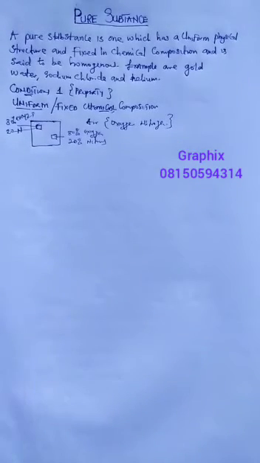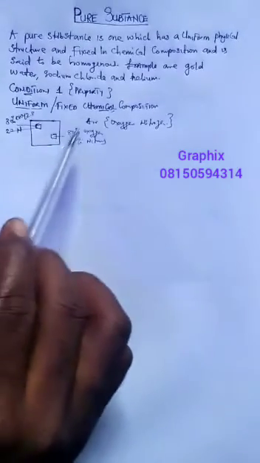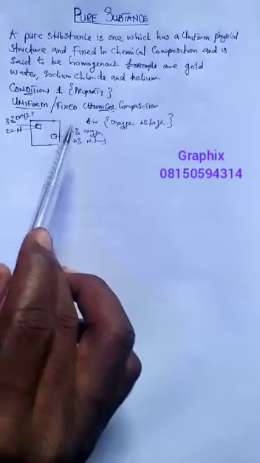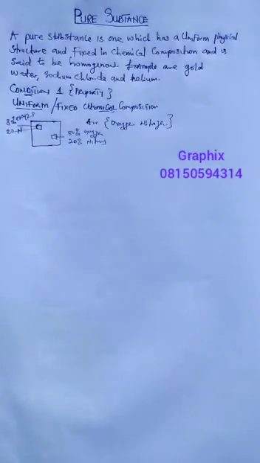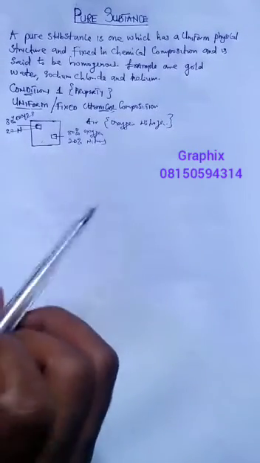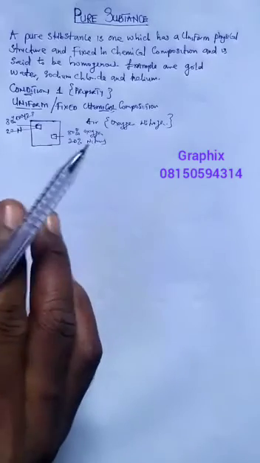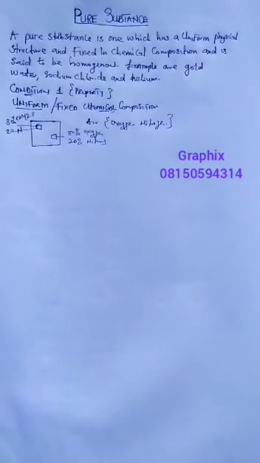Now, you say this is a pure substance because of what? The chemical composition here is uniform. And it also shows that a pure substance can be made up of more than one element or compound. Are we good? So that is for one condition.